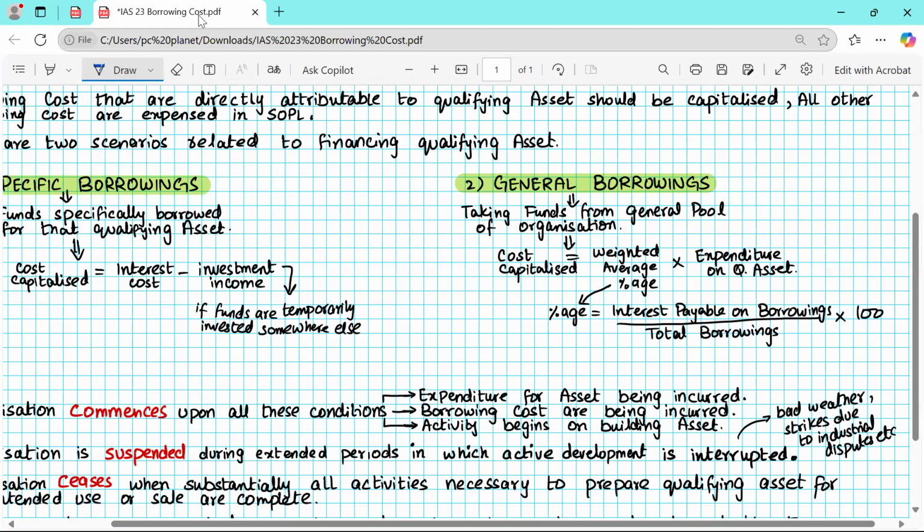Let's say, for example, the expenditure required for the qualifying asset is 100,000. Now you are going to multiply this 100,000 with the interest rate that you calculated. Let's say the interest rate is 6%. So your cost capitalized would be 6,000. This $6,000, you are going to add to the cost of the asset. So in this way, you have to deal with the general borrowings. Very simple. Clear?